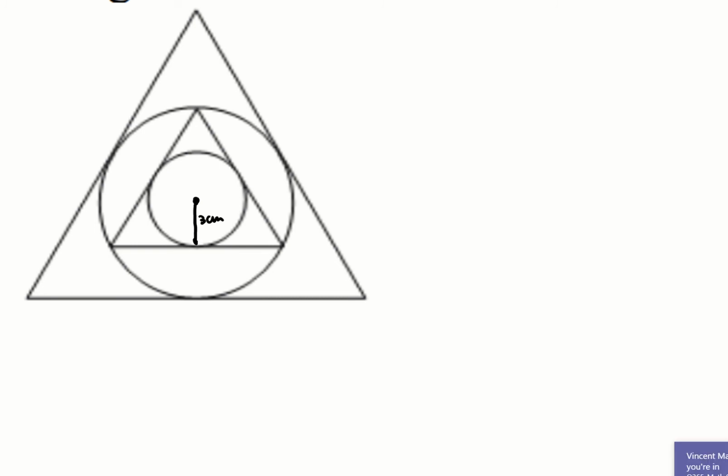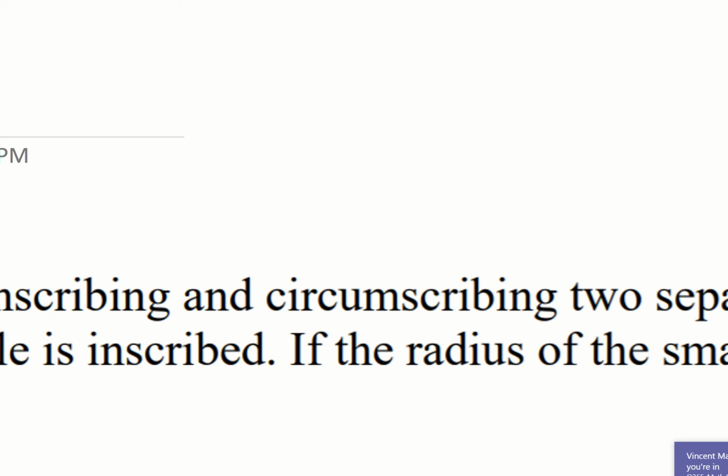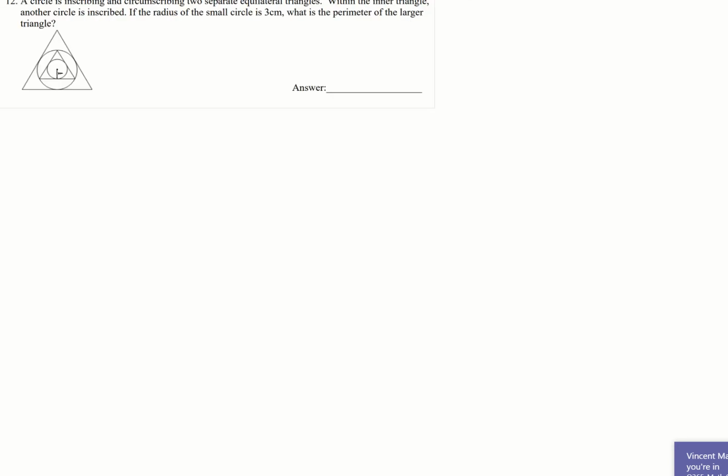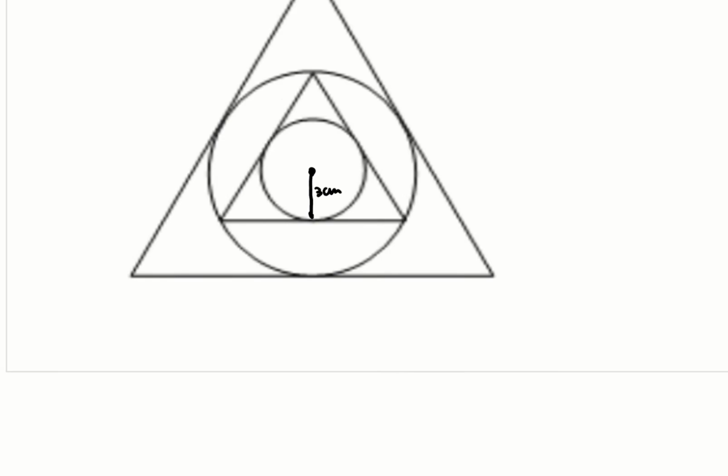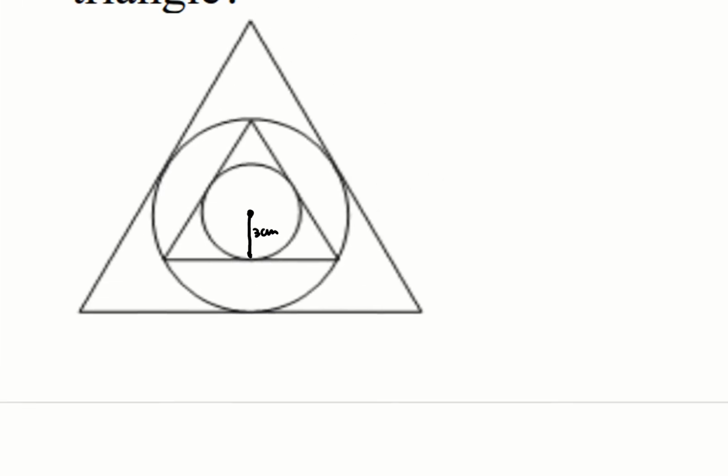And the question goes, what is the perimeter of the larger triangle? So you want to find the perimeter of this big one, okay? Anyways, so number one, you're told that, hey, they're equilateral triangles. I'll just write this out.